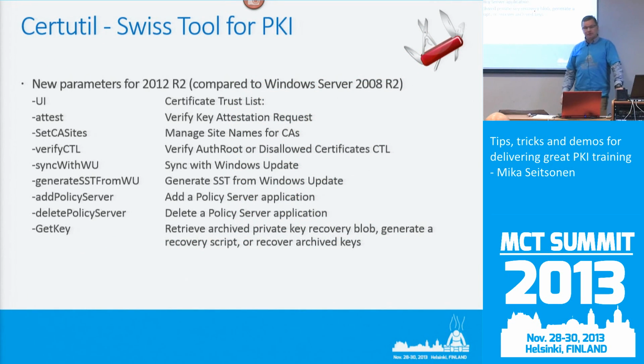The tool that is not perfectly documented, I would say, is certutil. It's kind of a Swiss army knife for PKI. You can do amazing things with it, and unfortunately, there is no definitive documentation for this tool. On I think my first or second slide, there was one URL for a reference library for PKI. There is some documentation on the Microsoft website for certutil, but now they have again come up with 9 new parameters for that command. As you see, there are three of them: verify CTL, sync with Windows Update, and generate SST from Windows Update. Those three parameters are so that this new fix can be used with older operating systems, and the new operating systems already have these parameters built in.